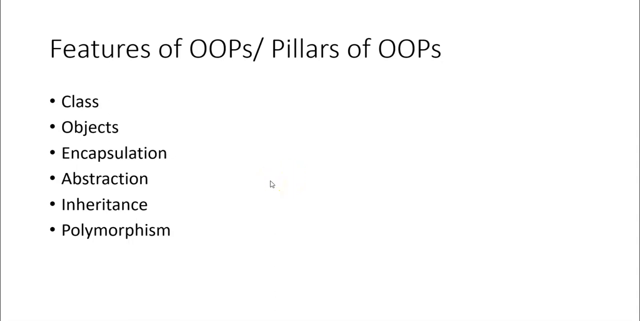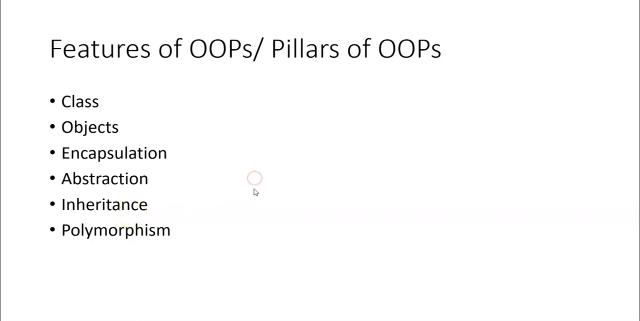Hi guys, in today's video we are going to see some of the features of object-oriented programming concepts, also called the pillars of object-oriented programming. There are 6 concepts which are called the features: classes, objects, encapsulation, abstraction, inheritance and polymorphism.